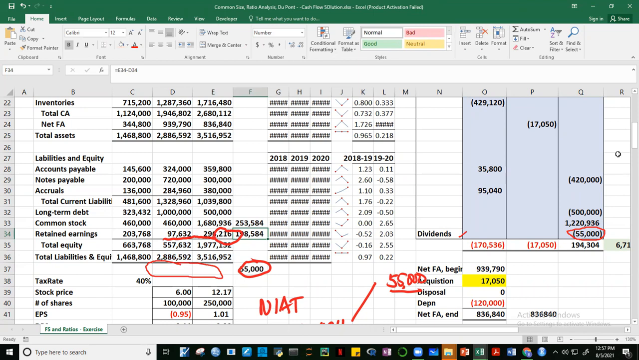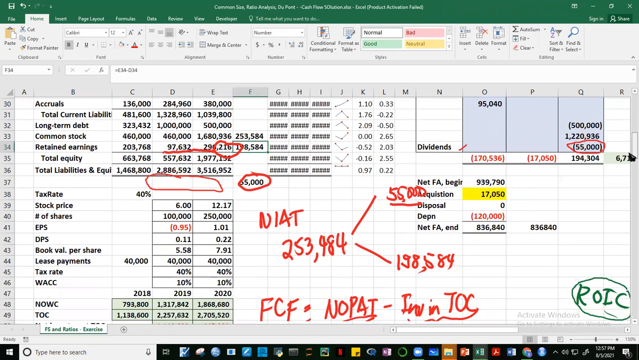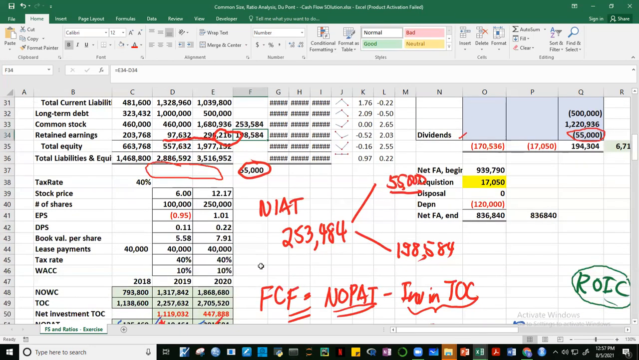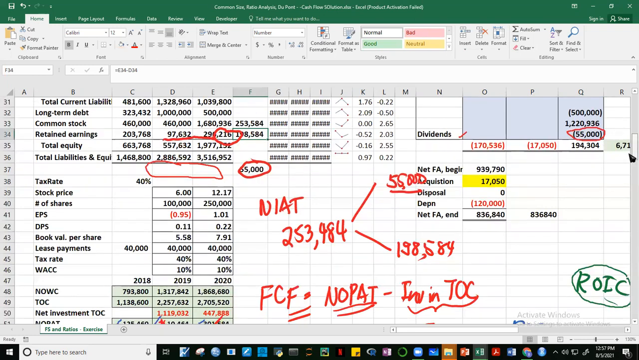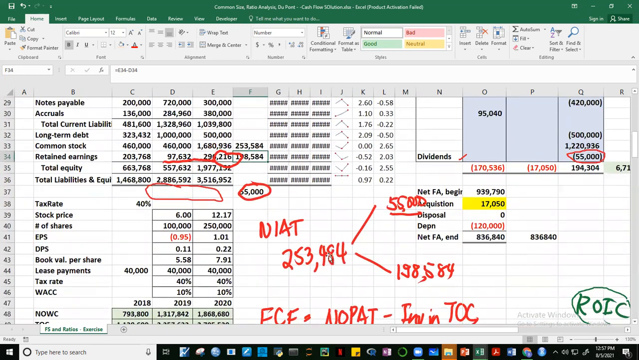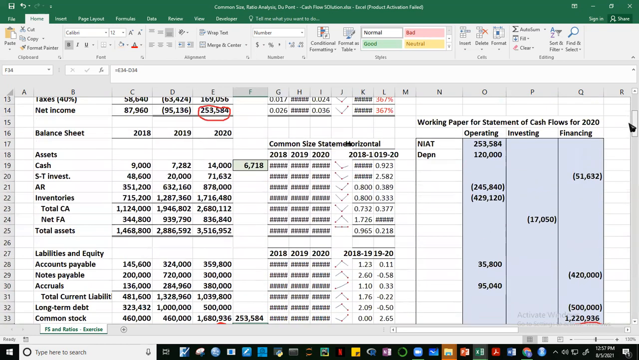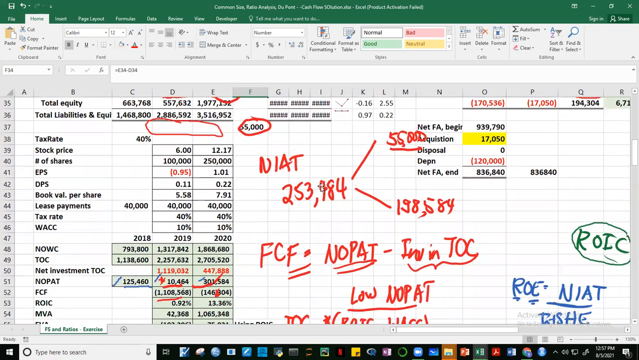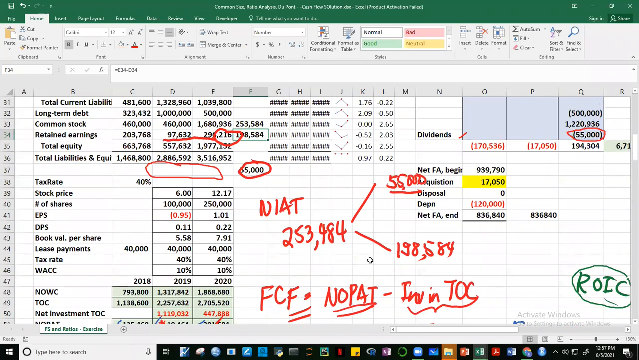Okay, but where did that addition to retained earnings come from? We said it comes from net income, net income after tax. Our net income after tax is 253,584. Sorry, I wrote this wrong. So this should be 253,584. And then 198,584 went to addition to retained earnings.